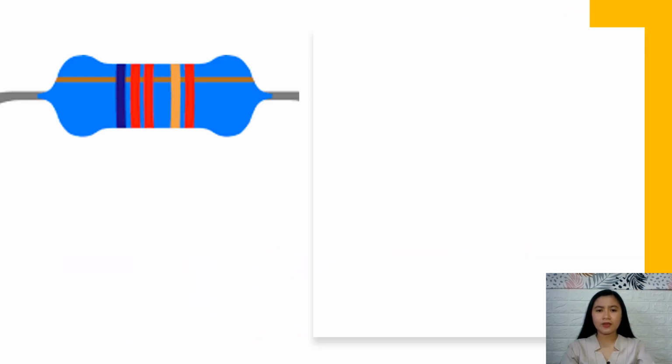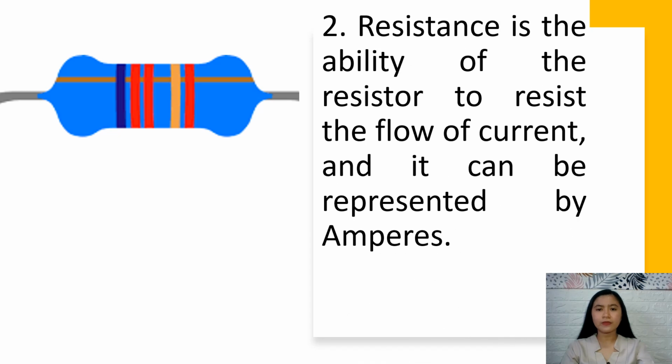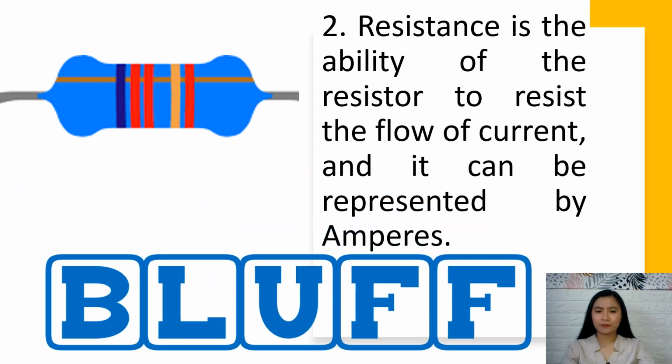Okay, here is the second one. Resistance is the ability of the resistor to resist the flow of current, and it can be represented by amperes. Is it a fact or bluff? Again, pause the video for a while and then play it when you have the answer on your mind. Okay, for this statement, the answer is bluff.